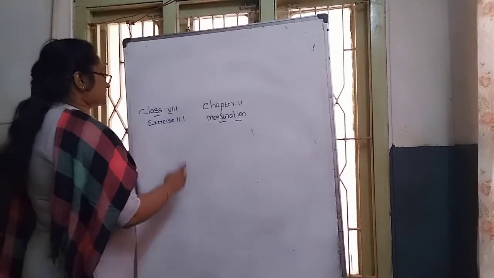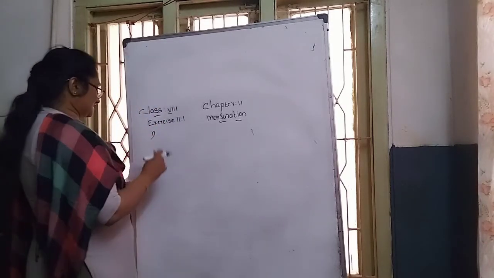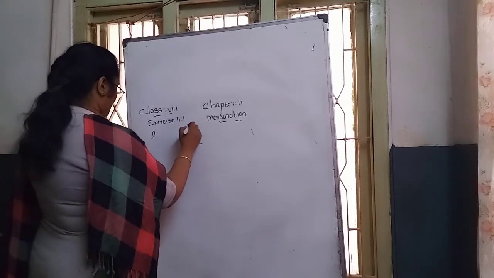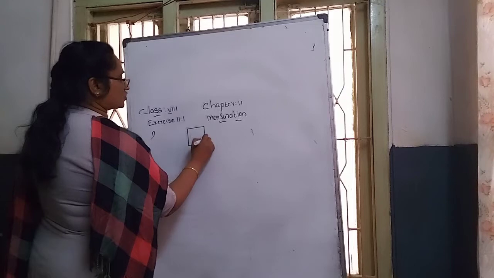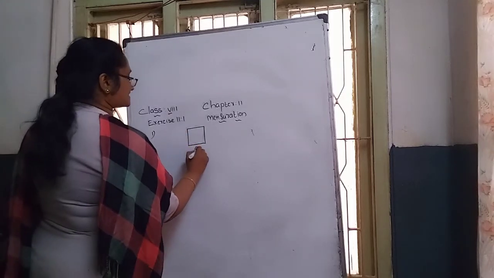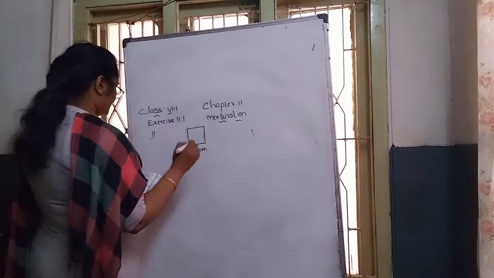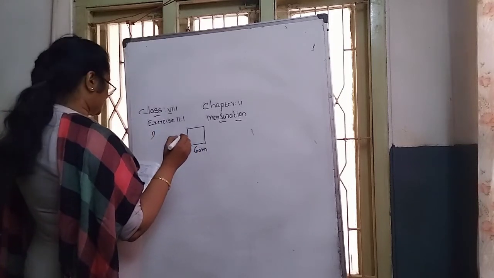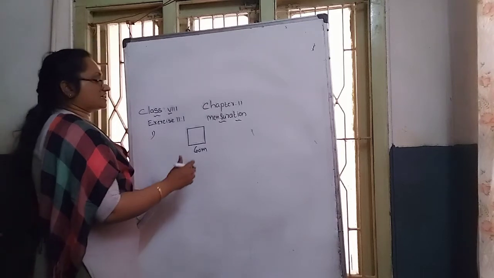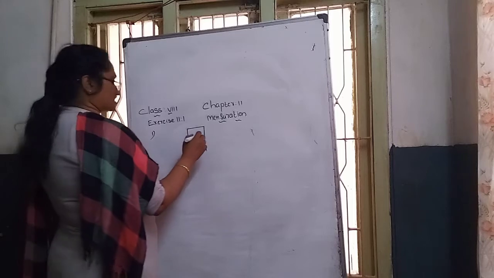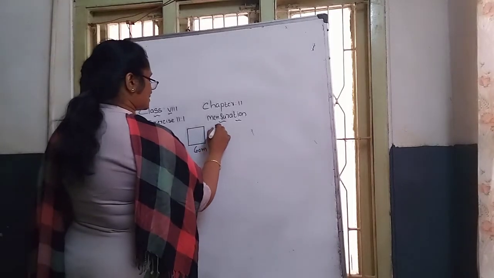Here in this exercise, the first question says there is a square shape field. The side of the square is given as 60 meter. The question asks which field has a larger area. There is a square shape of 60 meter and a rectangle shape also.